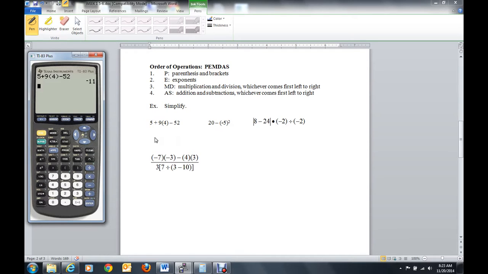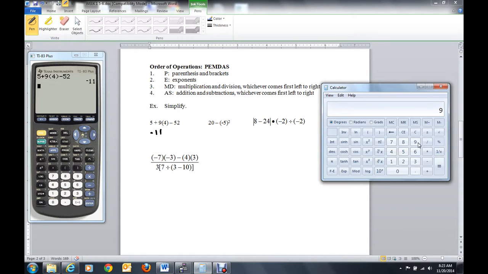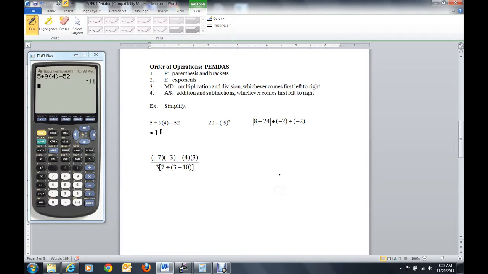That's how I typed it in, and it gives me an answer of -11. On the scientific, you have to follow the order of operations, which means you do parentheses first, which is nothing to do inside parentheses, exponents, there are none, multiply and divide from left to right, and then add and subtract. So we're going to do the 9 times 4 first. This asterisk key, that's your multiplication. And then I'm going to add the 5, and then I'm going to subtract the 52. And that's how you get the -11.